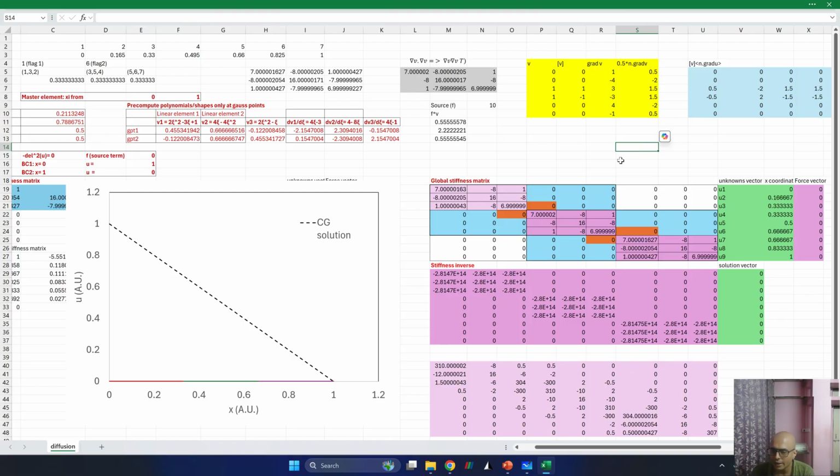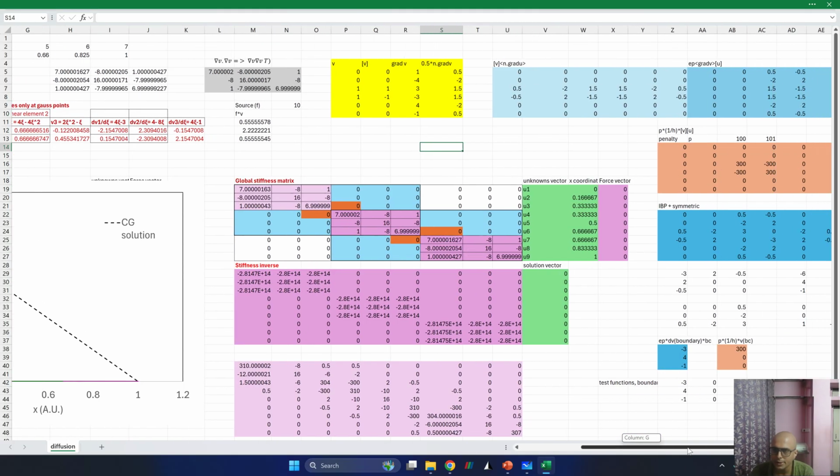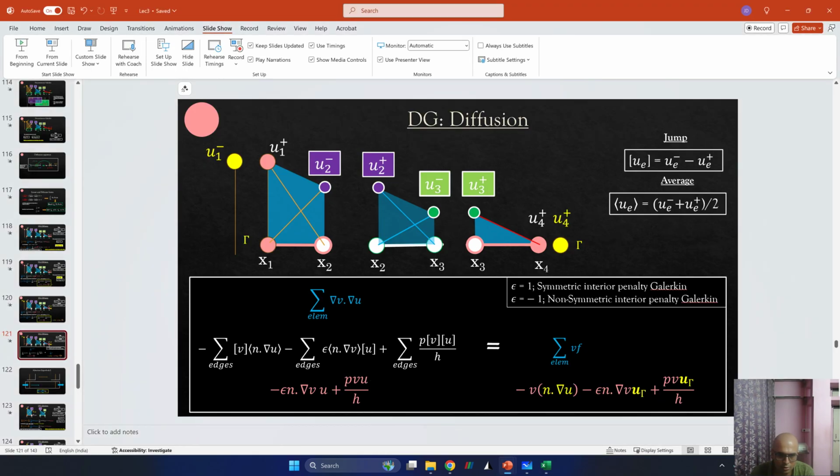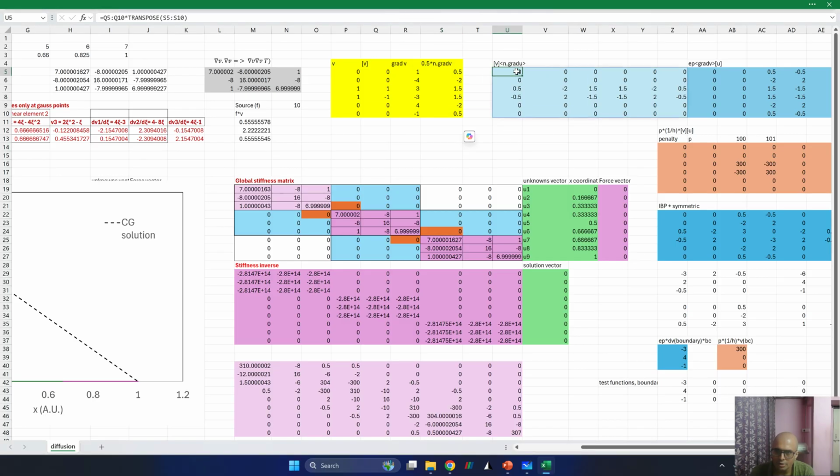Okay, and now we can just use them to assemble our 6x6 matrices. So that's what we have done here. So the first guy is this one, jump of V multiplied by average of flux. So that's what you're doing here, jump of V multiplied by your average of flux. So the average of flux is transposed.